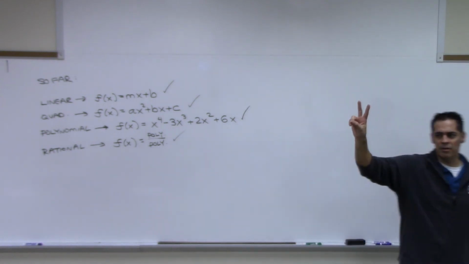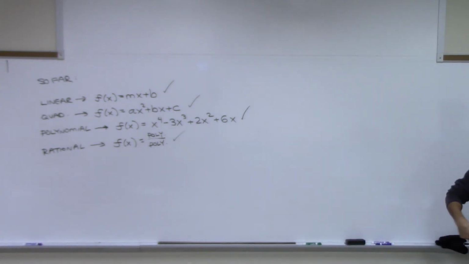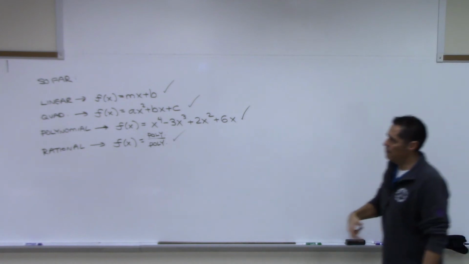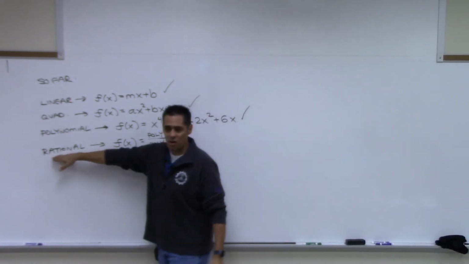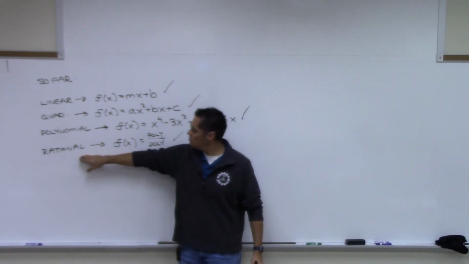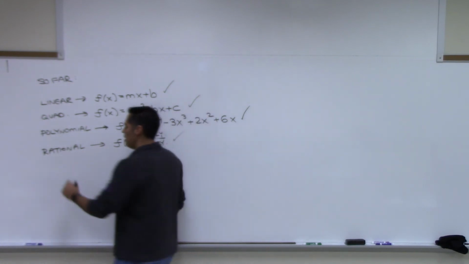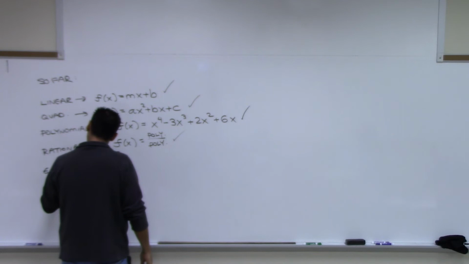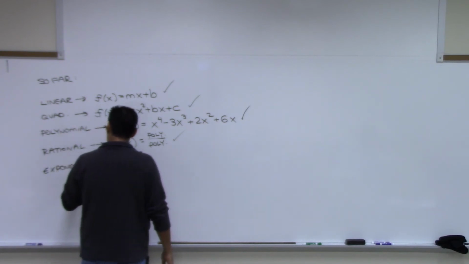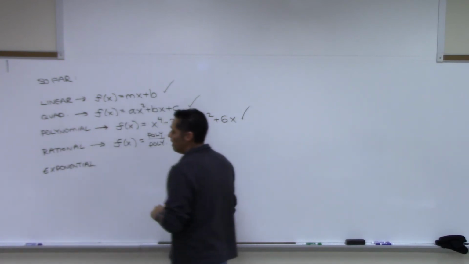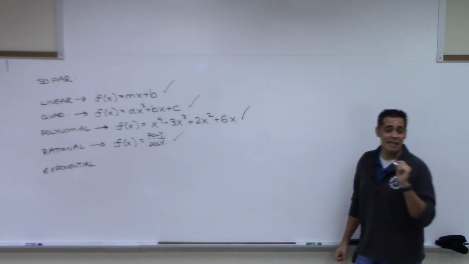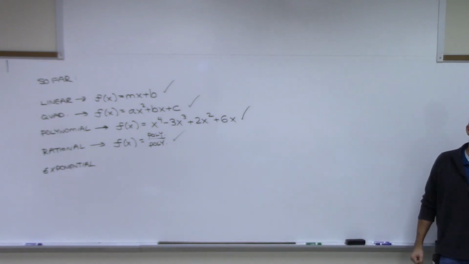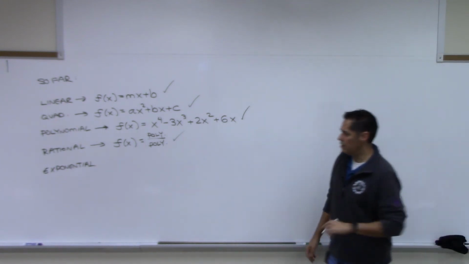Two more, and we're done with all the functions we study in college algebra. But this one's the hardest. I think rational is the hardest. So the next one is exponential. And you'll see that when it comes to exponential, I think these are going to be the easiest for you to draw because we're just going to use our calculators.